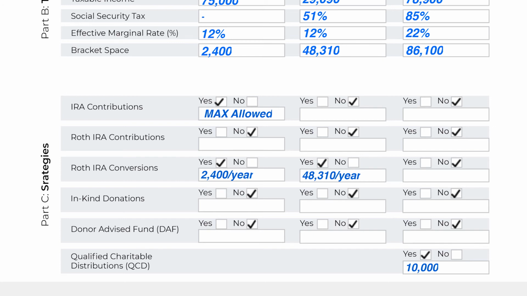In the last row, you'll see those qualified charitable distributions. Again, a reminder that those are not an option until you turn 70 and a half, and they come from a tax deferred account like an IRA. For Bill and Janet, it was absolutely a good strategy once they turned 70 because they wanted to continue to make that $10,000 donation to their charity into retirement.